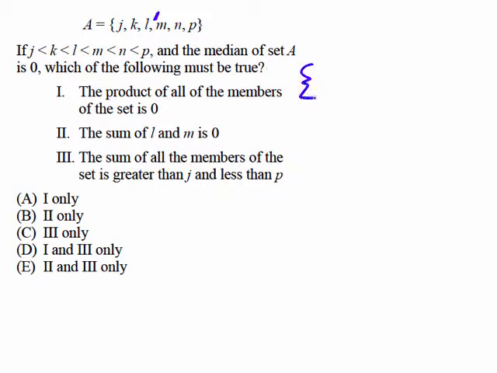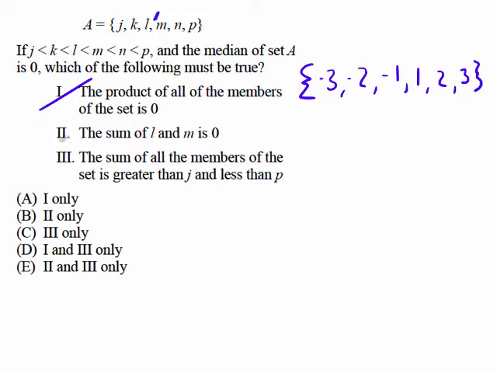A simple way to eliminate Roman numeral 1 is to say, well, what if the set was -3, -2, -1, 1, 2, 3? Well, that right there eliminates Roman numeral 1 because that is a very valid set. It goes from least to greatest. The median is the average of -1 and 1, which is 0. But there's no 0 in this set. The product of the members of that set is not 0, right?